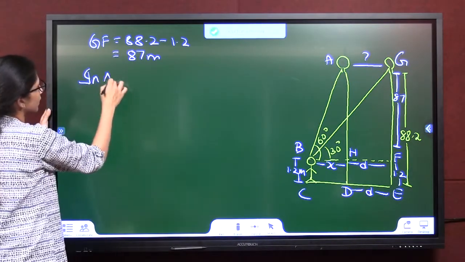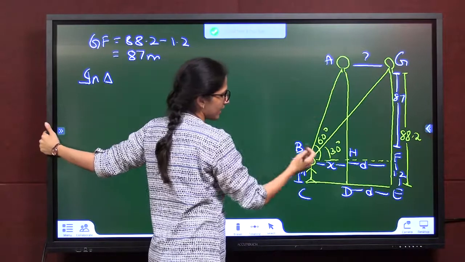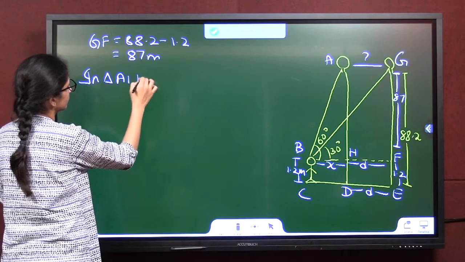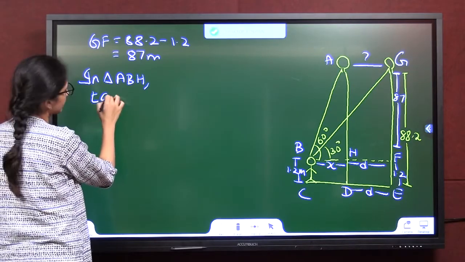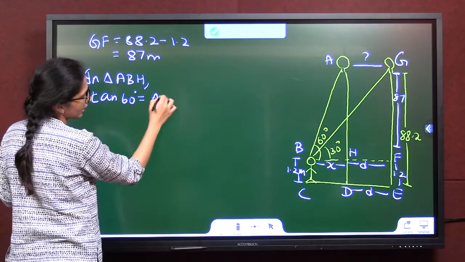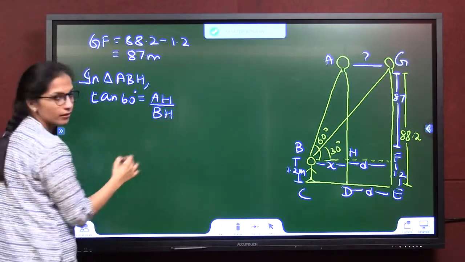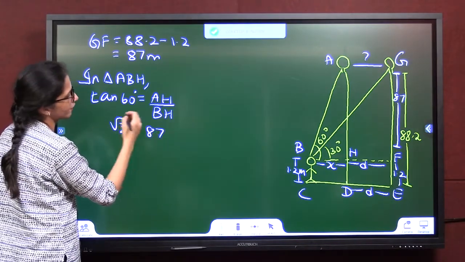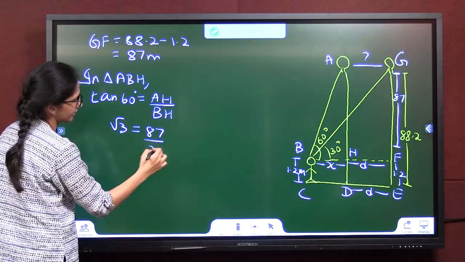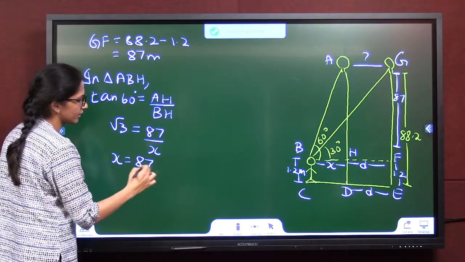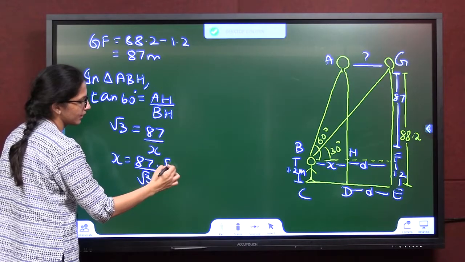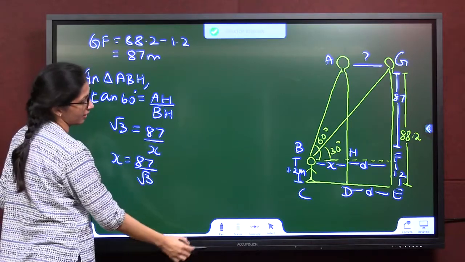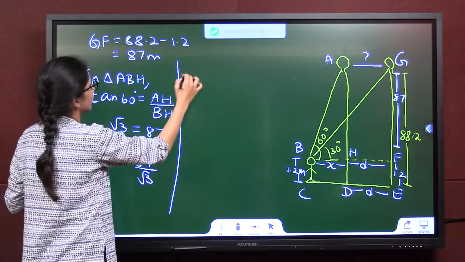So in triangle, I'll take the 60 degree first. ABH. In triangle ABH, tan 60 degree is equal to AH by BH. What is tan 60 degree? Root 3. What is AH? 87. What is BH? X. So you get x is equal to 87 by root 3. Multiply and divide with root 3? Not necessary. Why? Because this is not the final answer. I want D. So now go to the other triangle.